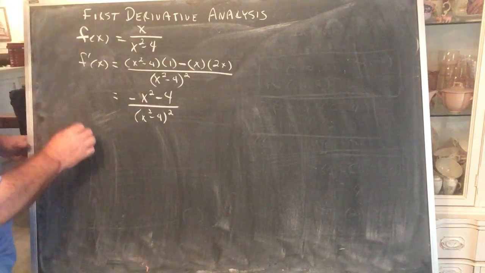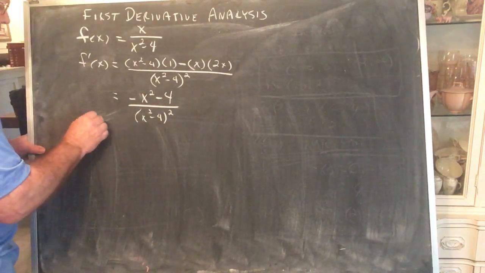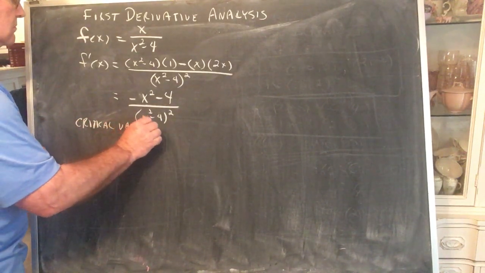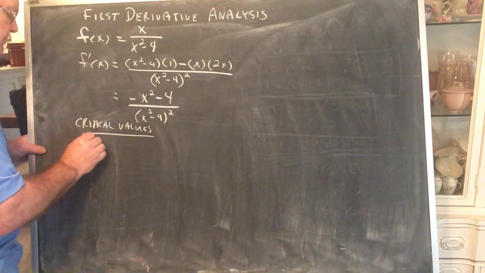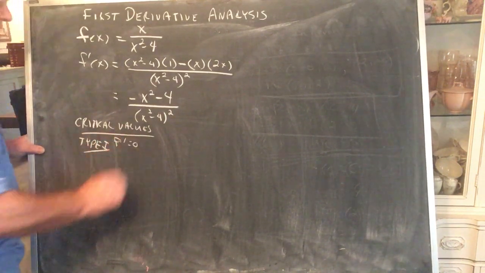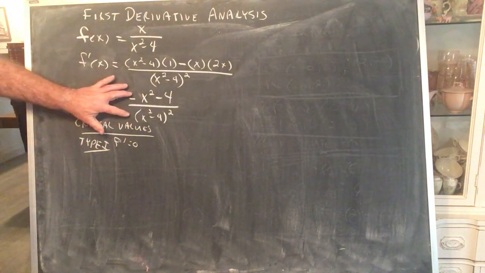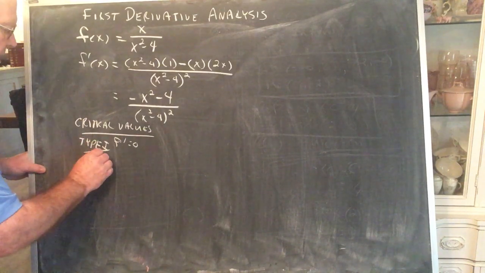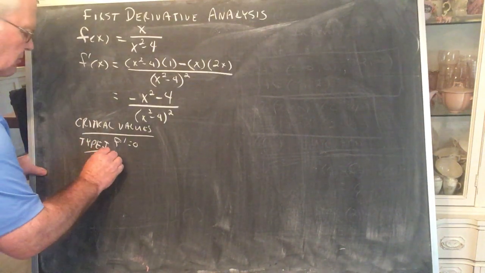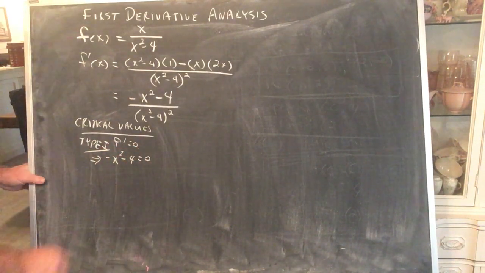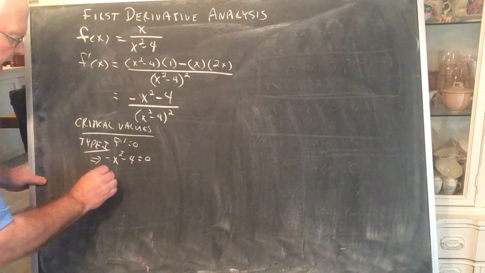We're going to find the critical values. Type 1 is where the derivative is equal to 0. And so we have our rule that if a fraction is equal to 0, then you may set the numerator equal to 0. So the derivative is equal to 0 only when the numerator, negative x to the second minus 4, is equal to 0. We're going to solve that.